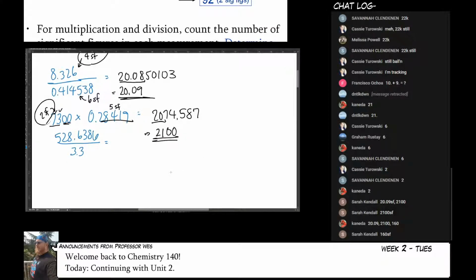And then finally, this one down here, 528.6386 divided by 3.3. When I do this, I get 160.1935152. I mean, we already know this is going to restrict our answer. There you go.